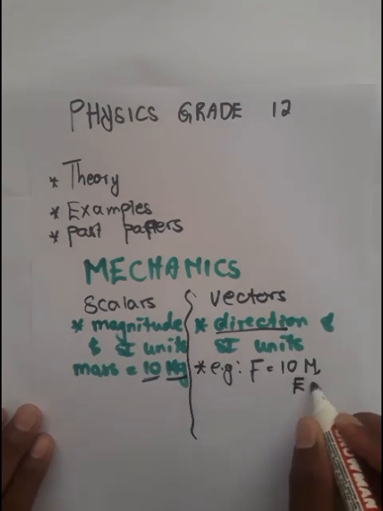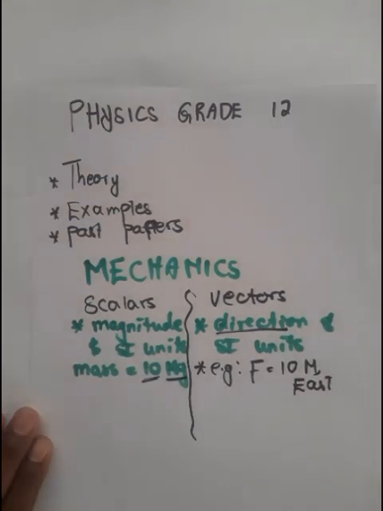Let's just say east here for this one. Look at this one: F is equal to 10 Newton east. That's a vector. It's easy to understand. And a scalar doesn't have a direction. Those are the two concepts that you must understand before you can get into mechanics.